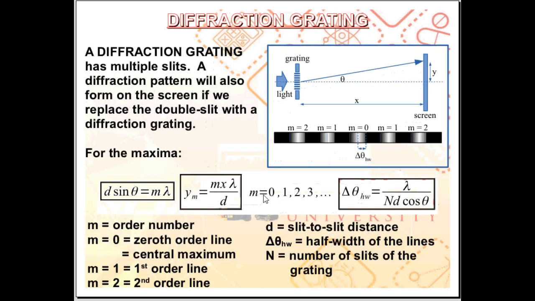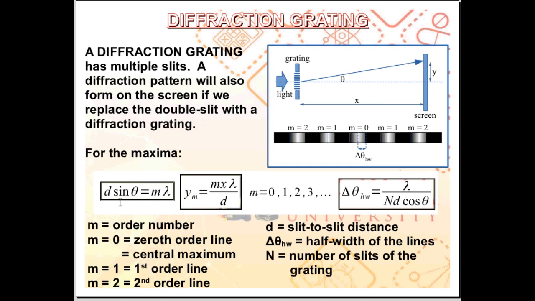On the other hand, if we replace the double slit with a diffraction grating, a diffraction grating is basically a barrier that has multiple slits. A diffraction pattern will also be formed on the screen.